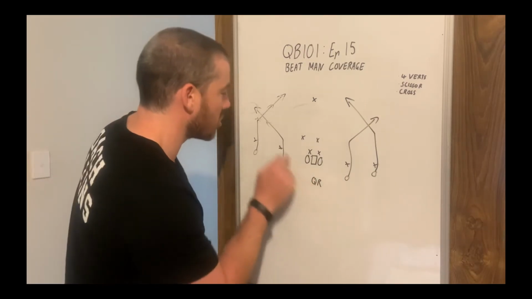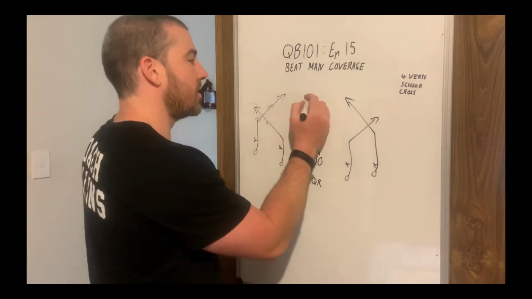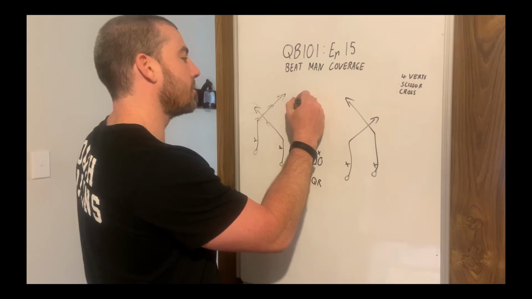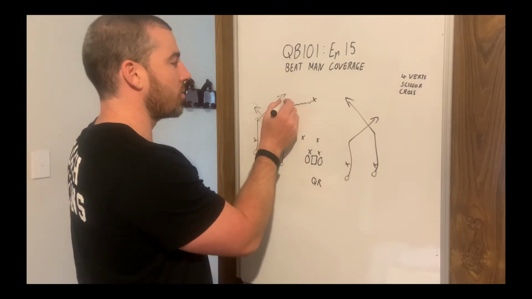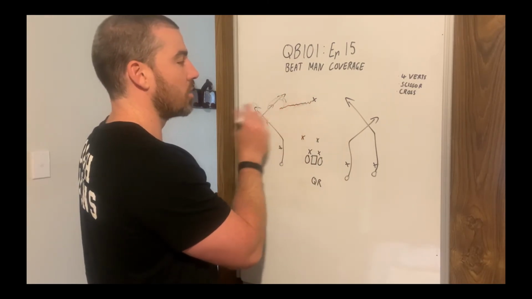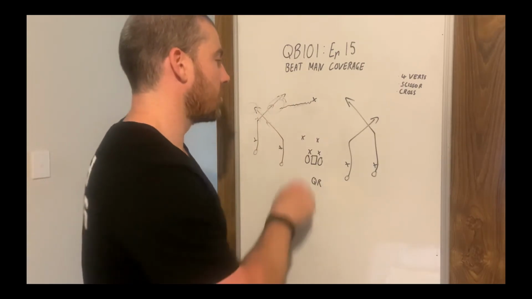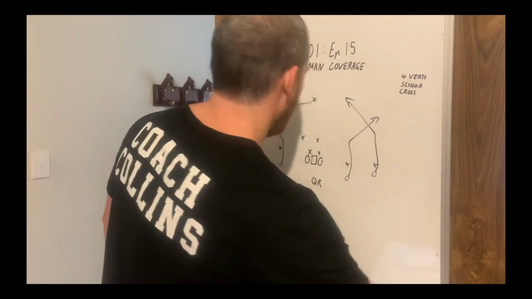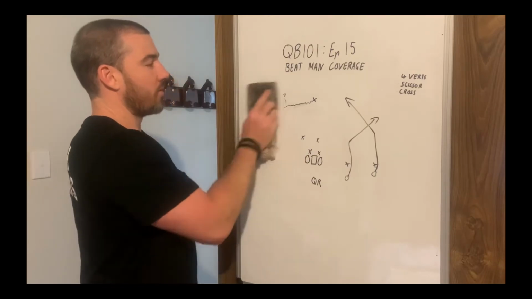If you look straight over here, this safety is going to come flying out, and then we might throw the post, and this safety's got a chance to make a play on the ball. So it's important, eyes to the safety when we are going for those deep shots.